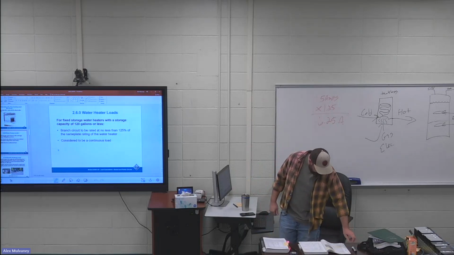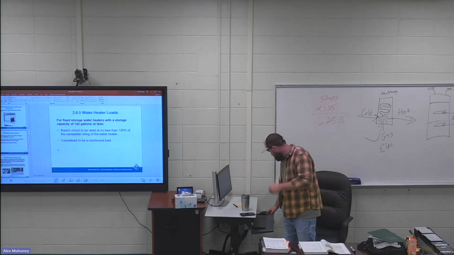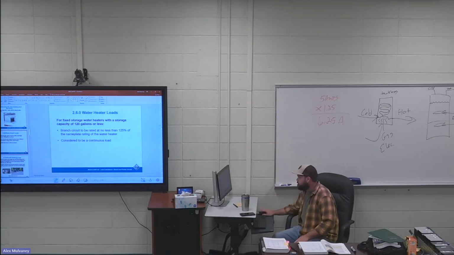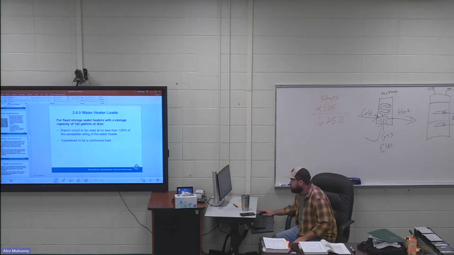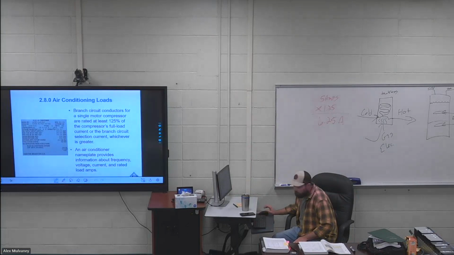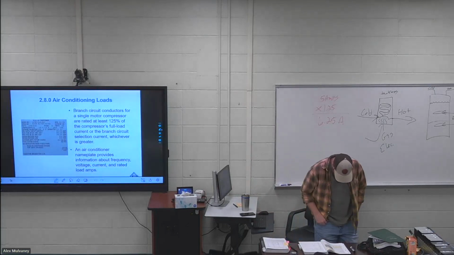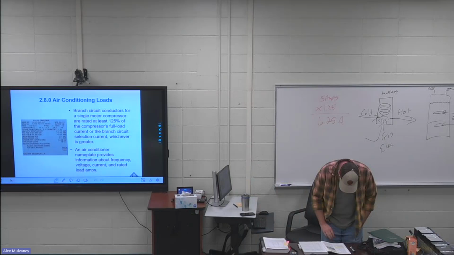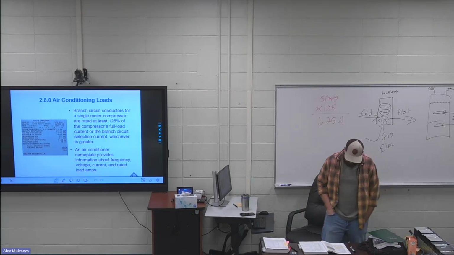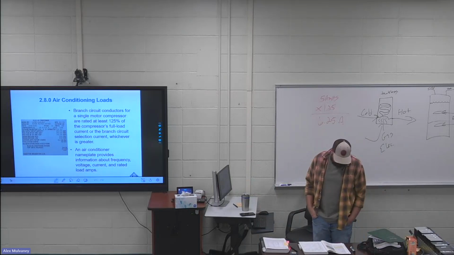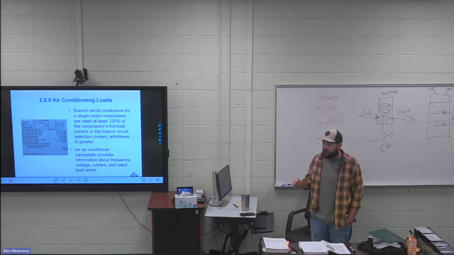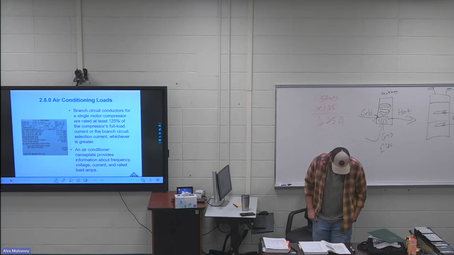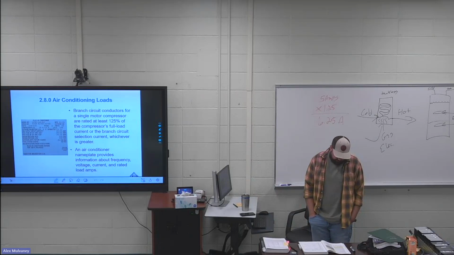Last couple highlights on page 16, air conditioning loads. 440.22, down at the bottom, last sentence in that paragraph is highlighted. If this breaker is not sufficient to hold the starting current of the motor, the rating is permitted to be increased, but cannot exceed 225%. Key in on that: cannot exceed 225% of the motor rated load current or the branch circuit selection current, whichever is greater.